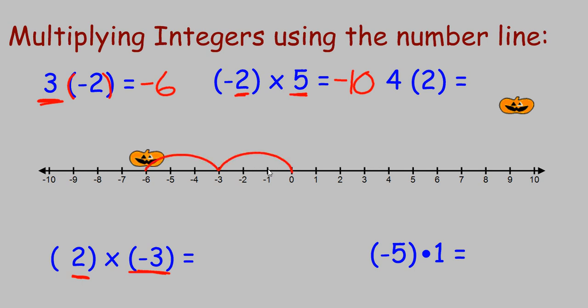But again, what happens if we have the opposite of 2? Then we're going to have the opposite of this value, which would actually be a positive 6. So you can see when we have a negative sign and we multiply by another negative, our answer is a positive value. Do we need that positive sign though? Absolutely not.